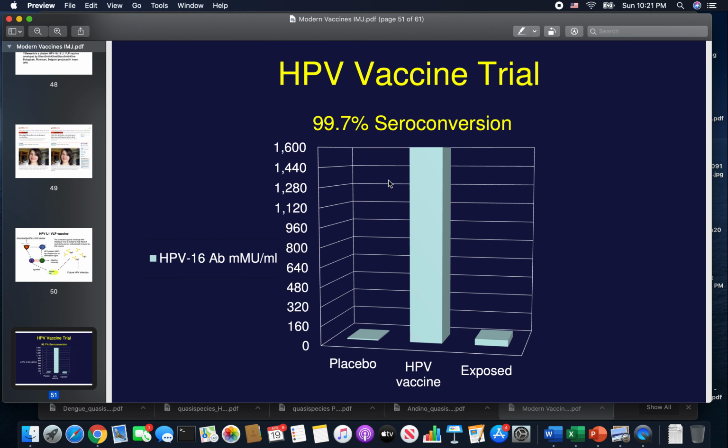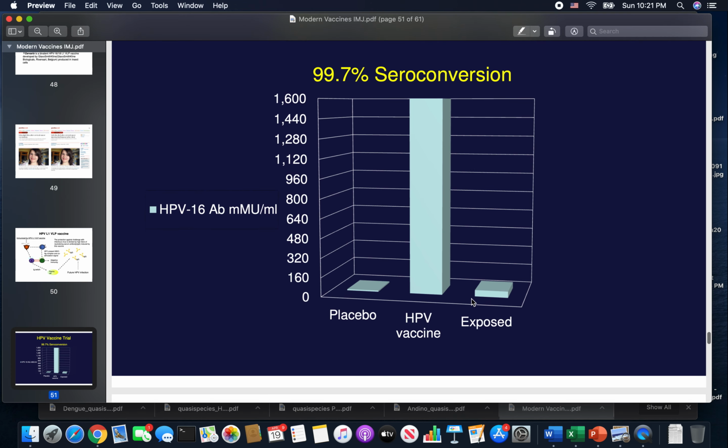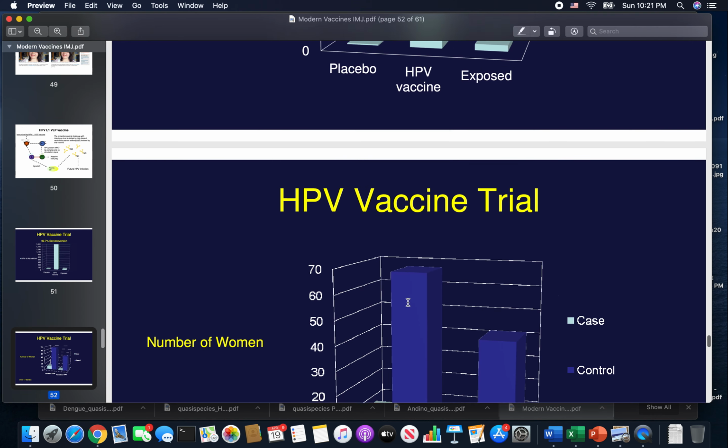And so in vaccine trials, 99.7% of people that get the vaccine actually get a real strong IgA response to this. So this is exactly what you want. And compare that to people who are actually exposed to human papillomavirus. Very few of those, something like 5%, would actually make a strong immune response. So this vaccination is much better in this case than actually having a live virus because of the way the virus grows and the way that it does not trigger immunity.